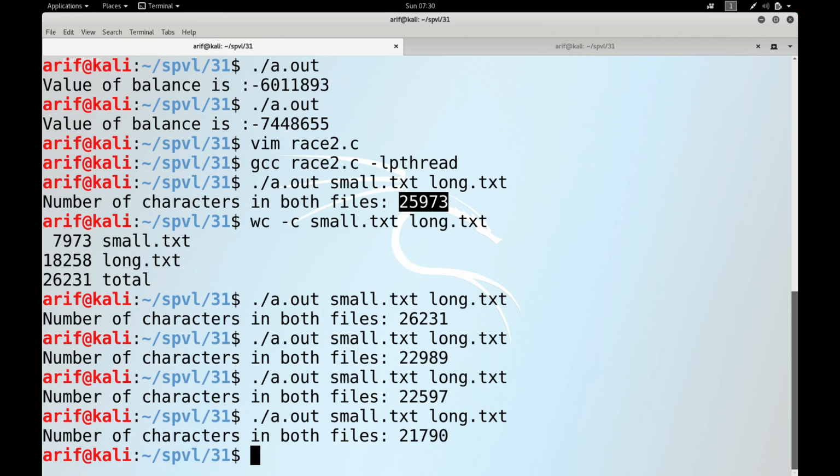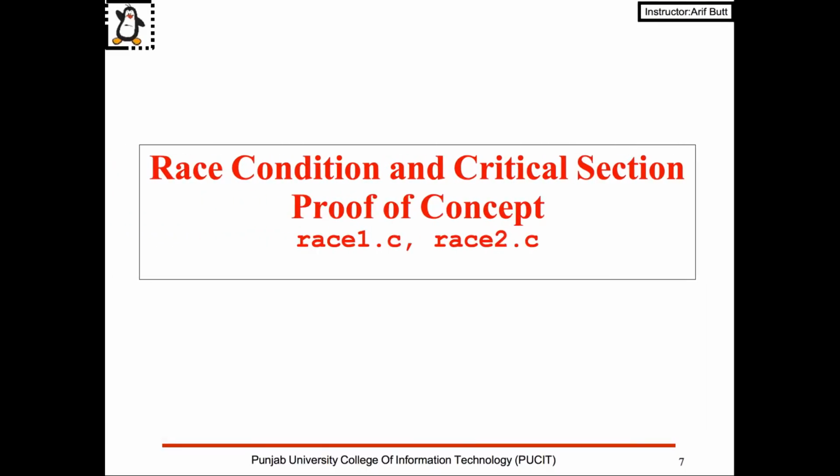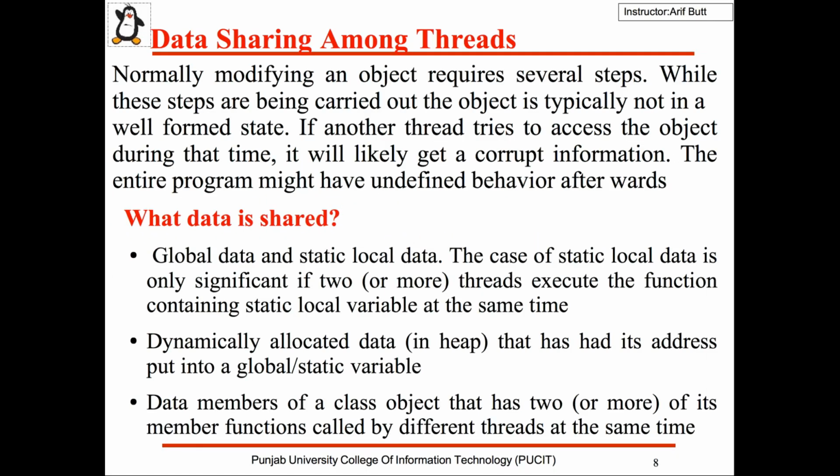Let me fall back to the slides again, and let me discuss the concept of data sharing among threads. Well, dear students, normally modifying an object requires several steps. While these steps are being carried out, the object is typically not in a well-formed state. If another thread tries to access the object during that time, it will likely get corrupt information, and the entire program might have undefined behavior afterwards.